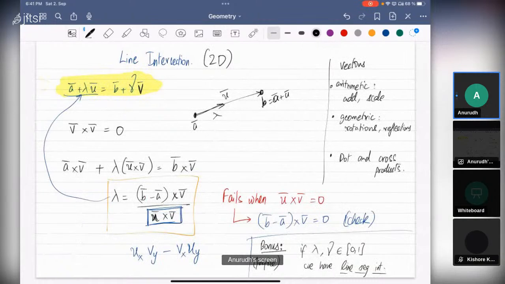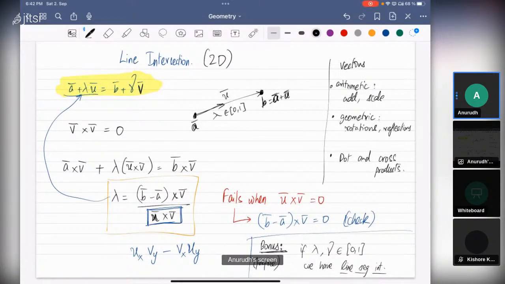Can you explain the bonus part again? Okay, I hope the lag from YouTube is not affecting things too much. So for the bonus thing that I said here, if you had a line segment that was defined by the points A and A plus U, and the equation is effectively given by A plus lambda U, then any point that lies between these two is parameterized by lambda being 0 to 1.